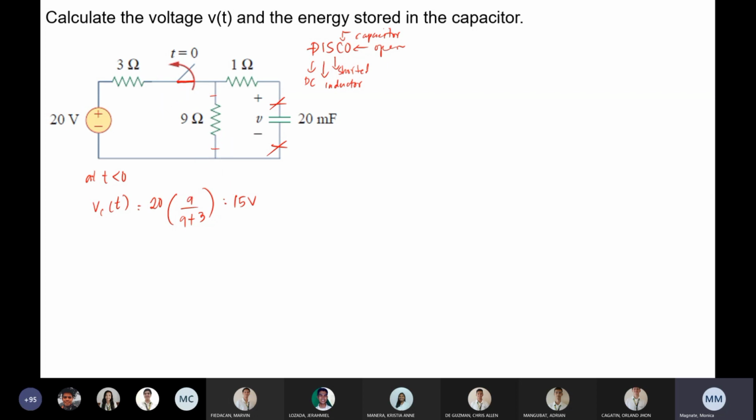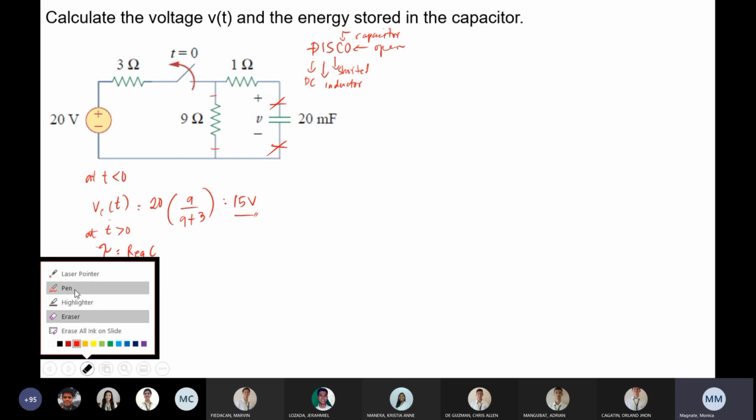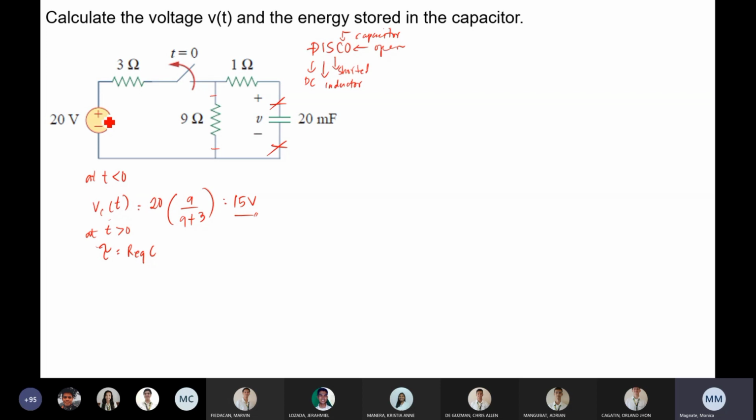Okay? Tapos, hanapin natin ulit yung tau. Tau natin is R equivalent times C. Ano yung magiging equivalent resistance natin dito? So, since nakuha natin yung initial value ni capacitor, consider natin ngayon kapag naka-open na itong switch. Sigurahin natin ito para di kayo malito. Ayan, so naka-open na yung switch. So naka-disconnect na ngayon yung ating circuit na nasa right side kay source, no?